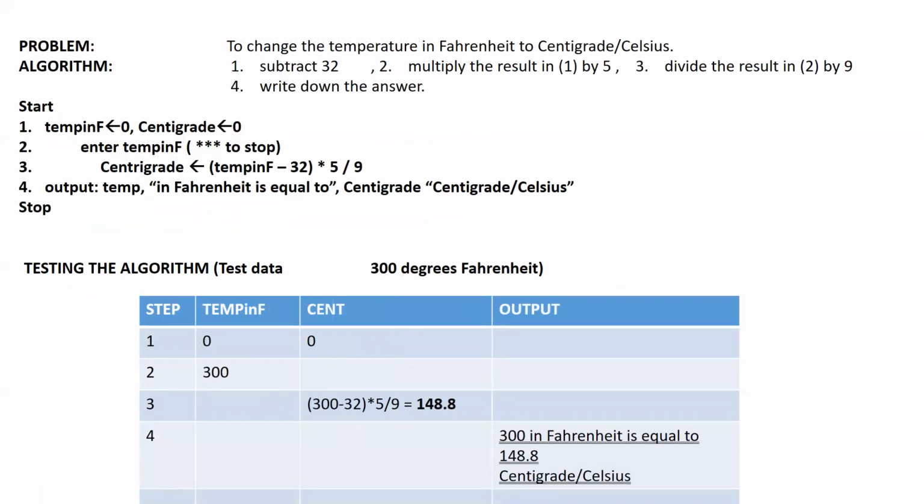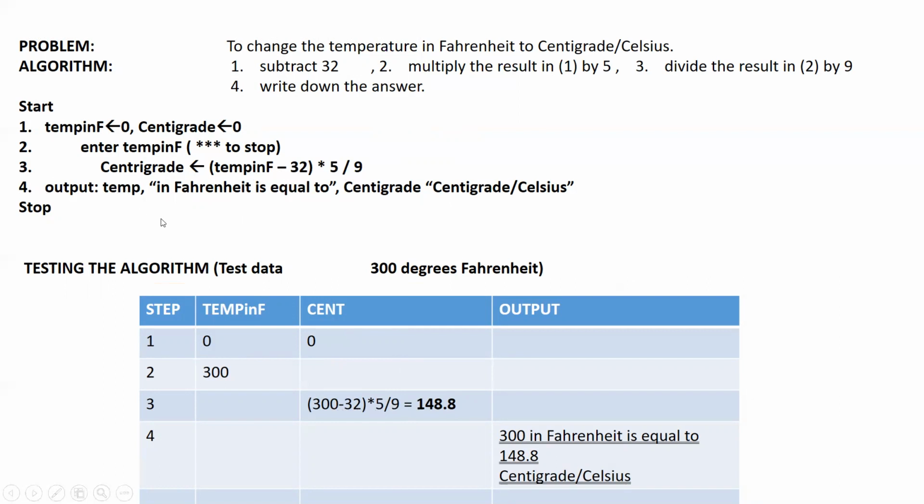Second problem, Fahrenheit. We already know what the algorithm looks like. Testing it. Step 1, everything set to 0. Step 2, enter the temperature. We got test data of 300 in Fahrenheit. Step 3, calculate the centigrade or Celsius. So this would be simple substitution: 300 minus 32 times 5 divided by 9. The answer is 148.8. Step 4, output.